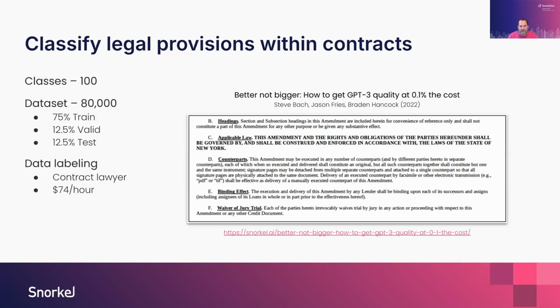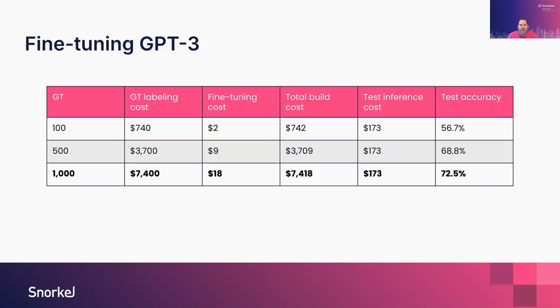And we grabbed a data set of 80,000 of these provisions, and you can see how we split it across train and test. In terms of data labeling, in any other context, we would require a contract lawyer. And at the time, it was about $74 an hour to have a contract lawyer review these provisions and manually label them, which of course we want to do.